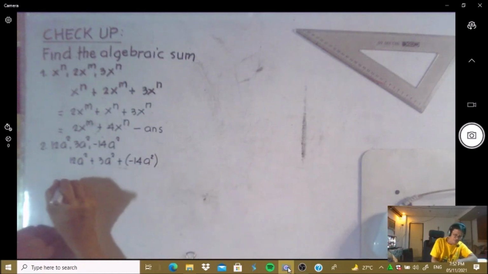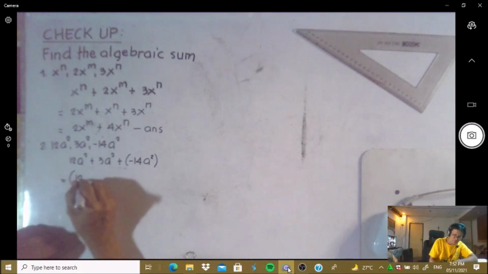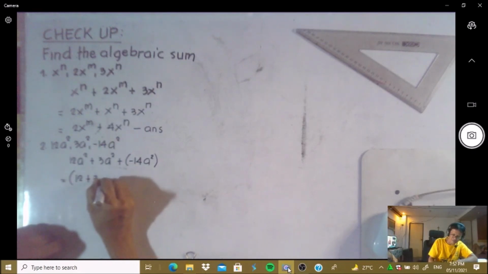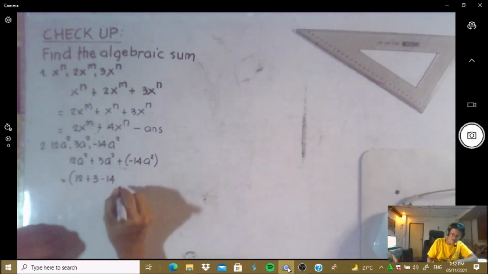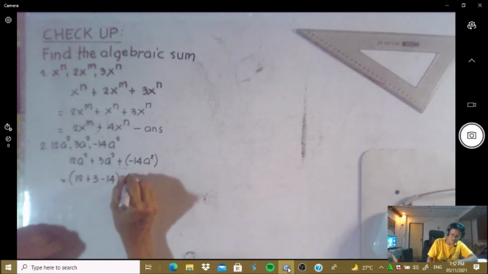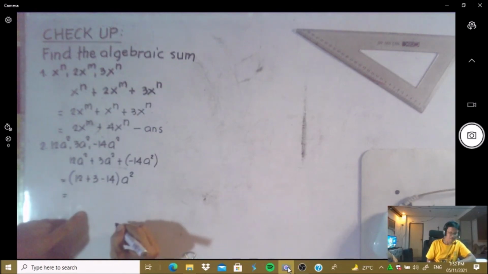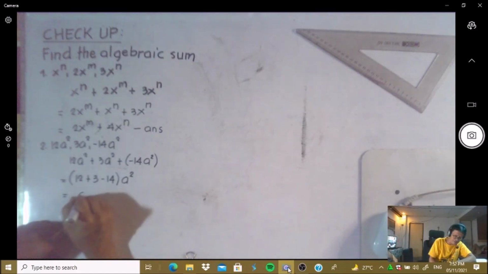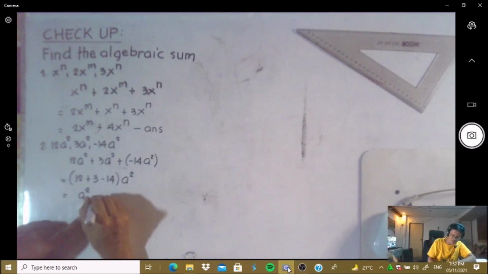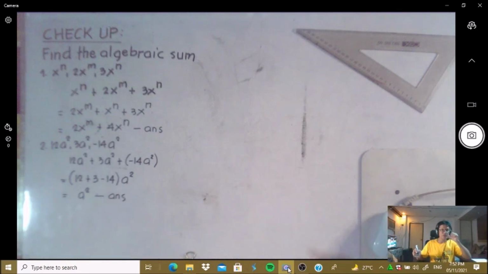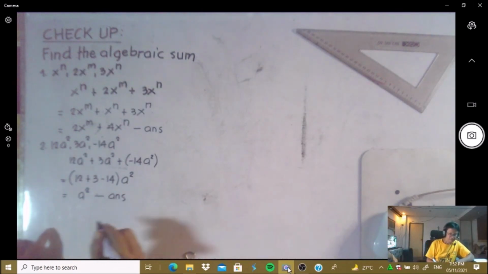And therefore, we can factor out the coefficient. We have 12 plus 3, then we can subtract 14, then factor out a squared. So we have 12 plus 3 is equal to 15 minus 14 is equal to 1. Therefore, our answer is equal to a squared. Okay, that is for number 2.